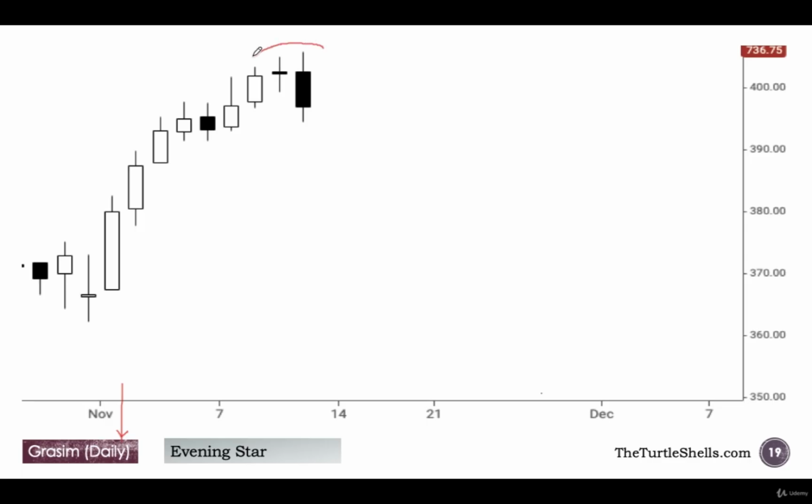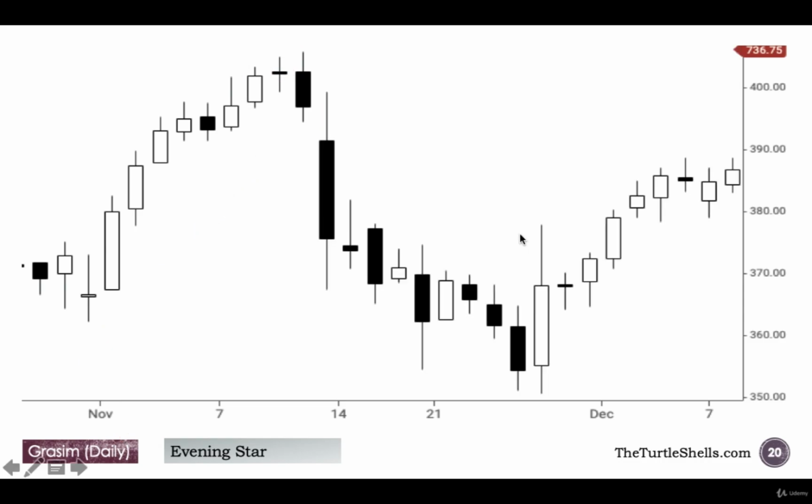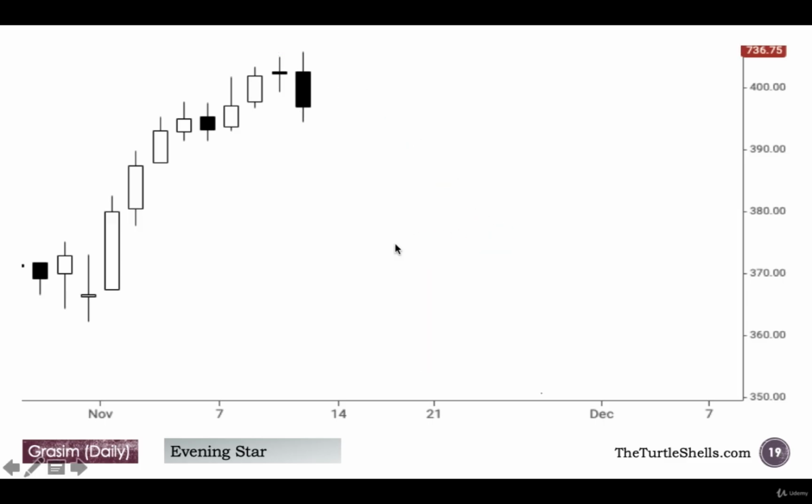So you have an evening star here. Although I would have liked the white candle to be longer and the black candle to be a bit longer too, in this case, since the middle candle is that doji-like candle, I'm comfortable calling it an evening star. And even though it's not confirming any prior resistance, still that evening star has resulted in a steep downtrend in the market.